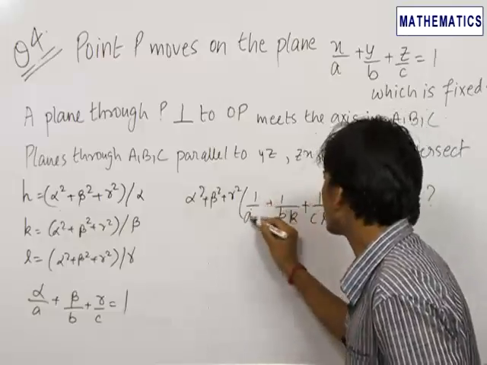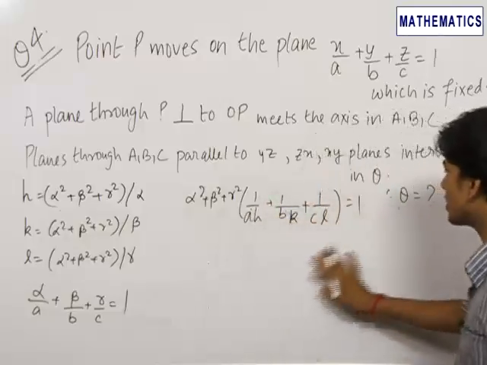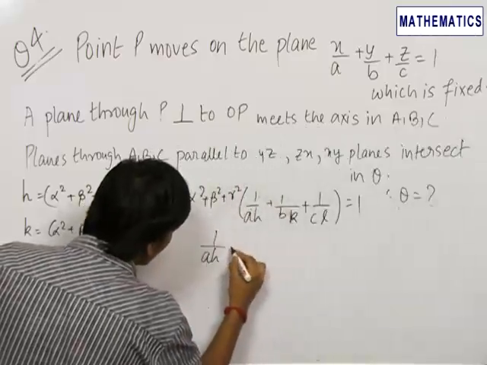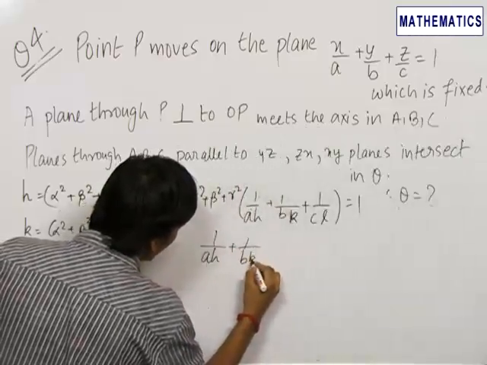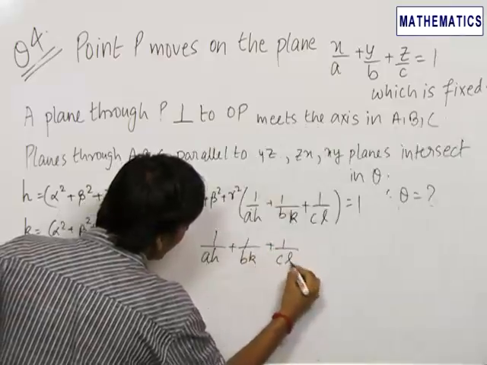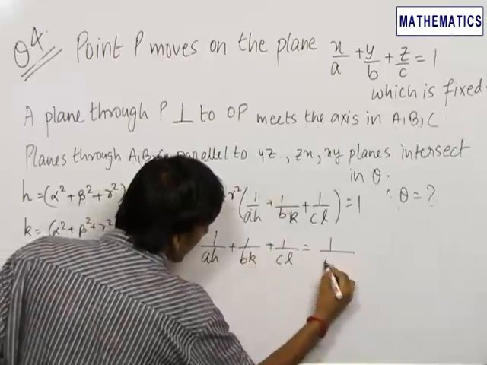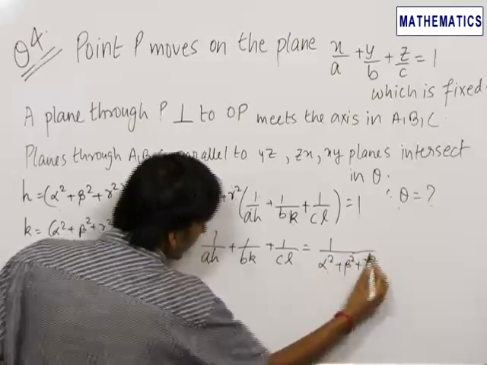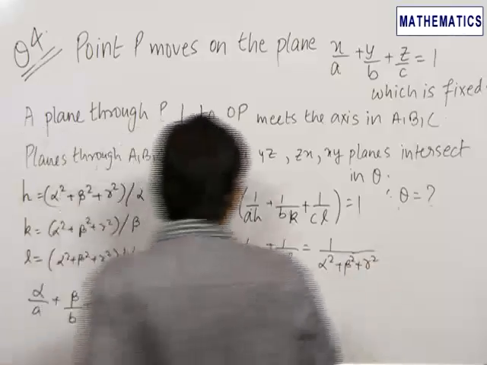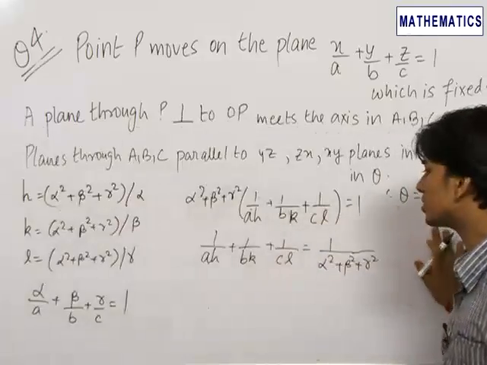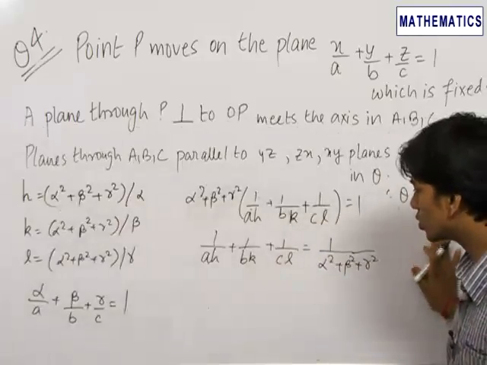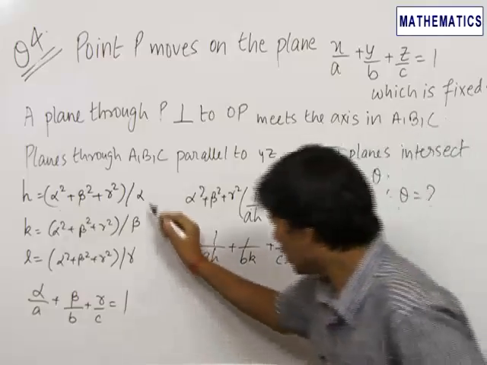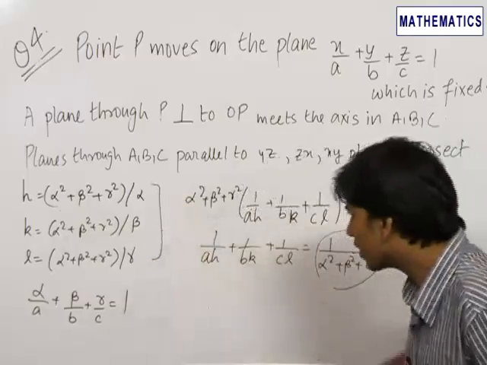This is AH. Now this summation is given to be equal to 1, therefore we can write 1 upon AH plus 1 upon BK plus 1 upon CL is equal to 1 upon alpha square plus beta square plus gamma square. Now we still need to eliminate this 1 upon alpha square plus beta square plus gamma square. So to eliminate this quantity, we look at these three equations.